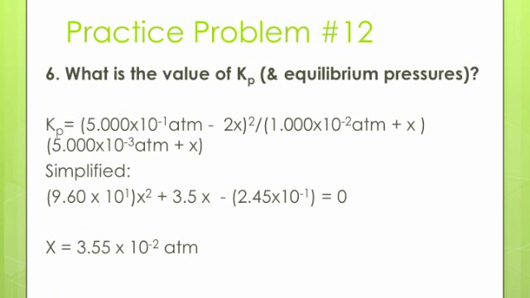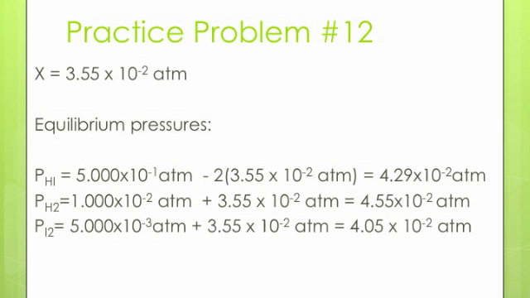Step 6. What is the value of Kp and the equilibrium pressures? Kp is equal to the law of mass action, substituting in our change values. Simplified, we will have 9.6 times 10 to the first x squared plus 3.5x minus 2.45 times 10 to the negative first equals 0. X, therefore, will equal 3.55 times 10 to the negative second atmospheres. Once X is found, our equilibrium pressures can be found. We apply the change to each of the individual pressures.